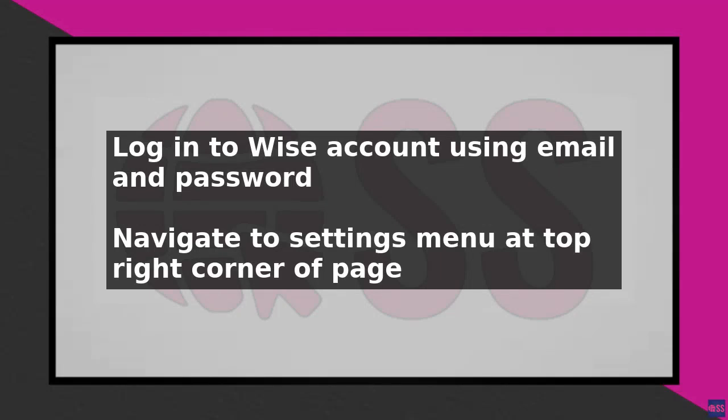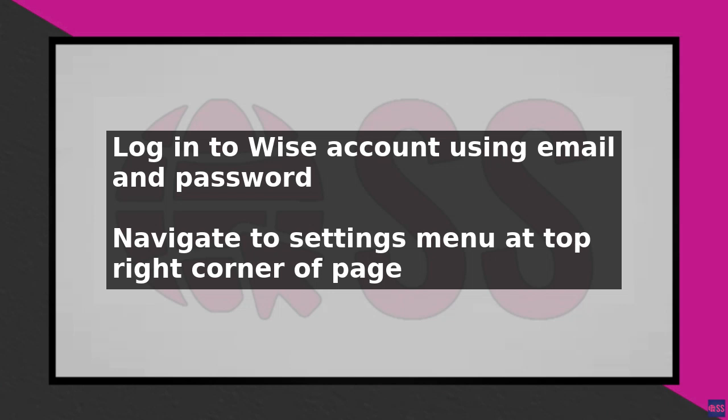To change your PIN on Wise, start by logging in to your Wise account using your email address and password. Once you are logged in, navigate to the Settings menu, usually found at the top right corner of the page. In the Settings menu, click on the Security option.